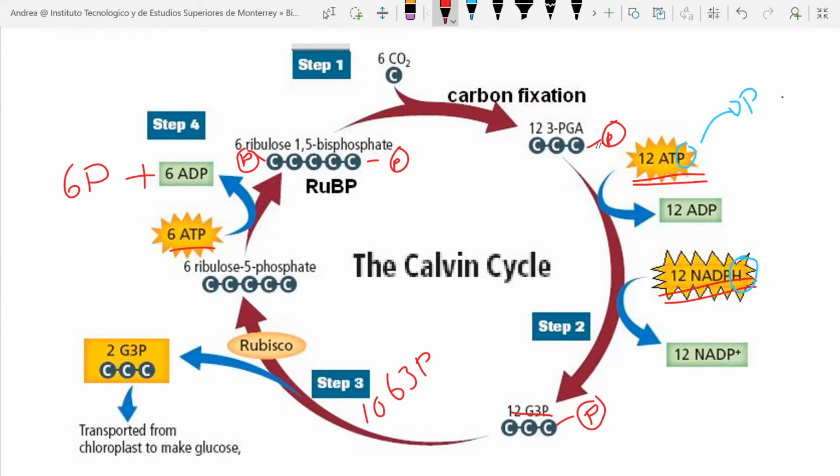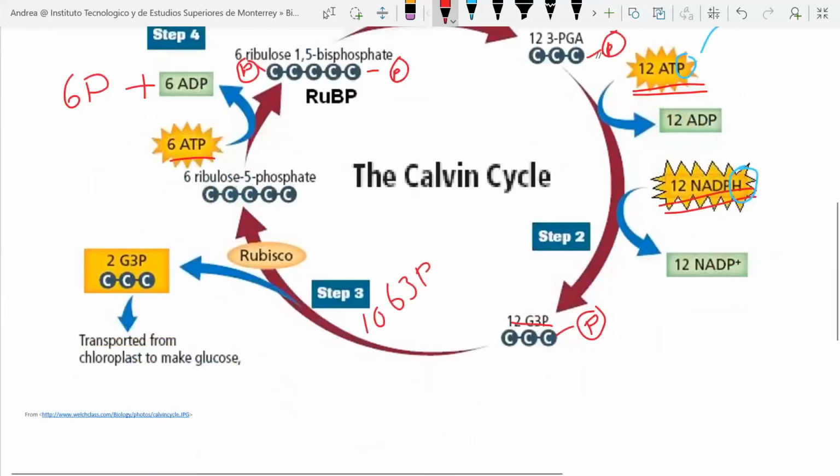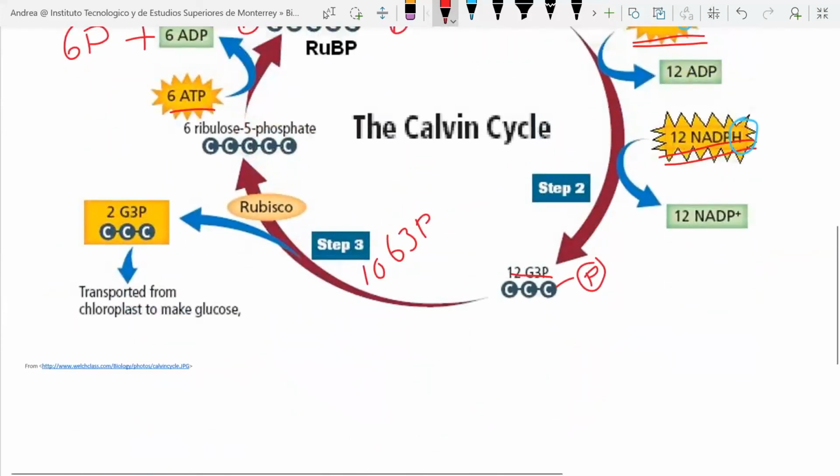So in order to facilitate the entire Calvin cycle, there will be an enzyme that is called Rubisco that will help to run the reaction in an easier way, let's say. So Rubisco stands for ribulose 1,5-biphosphate carboxylase. So this enzyme will facilitate the entire Calvin cycle. And this image was taken from here, from Welch class.